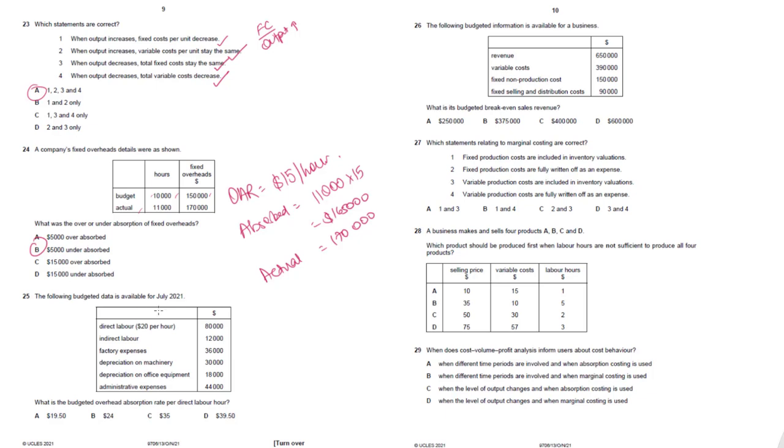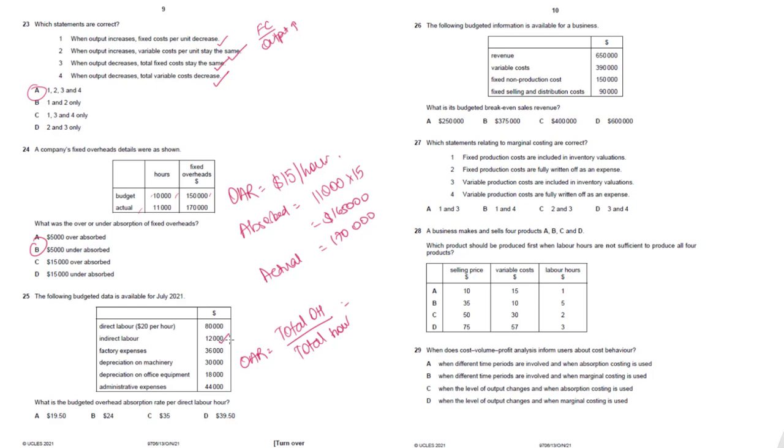Question 25. The following budgeted data is available for July 2021. Direct labor $80,000 paid at the rate of $20 per hour. Indirect labor, factory expenses, depreciation on machine, depreciation on office equipment, admin expenses. What is the budgeted overhead absorption rate per direct labor hour? So in other words, they are asking you the overhead absorption rate, which will be the total budgeted overheads upon total hours. Now out of these, what will be the overheads that will be considered?